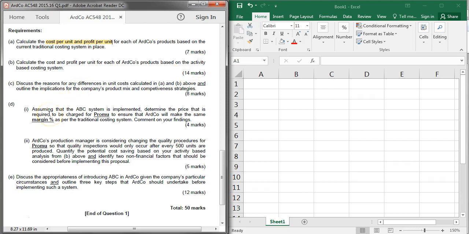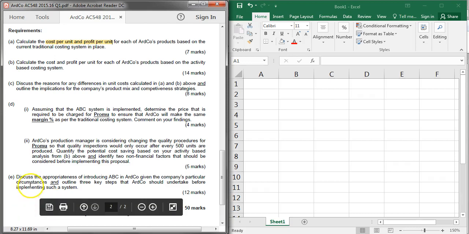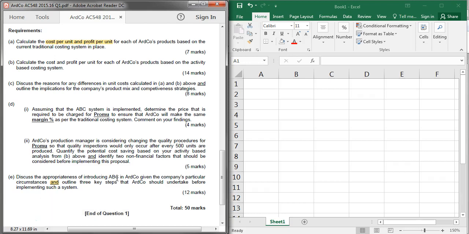Part D then asks two little add-ons around margin and looking at somewhat activity-based management. So we'll come back to that by changing the quality or possibly changing the price of one of the products, and therefore 9 marks. And then part E is really around the suitability of ArdCo to introduce ABC. And so watch out for these ands. Make sure you answer both the elements of the question and outline 3 key steps the company should undertake before implementing. So 50 marks, half your exam, you have roughly an hour to answer something like this in the exam.